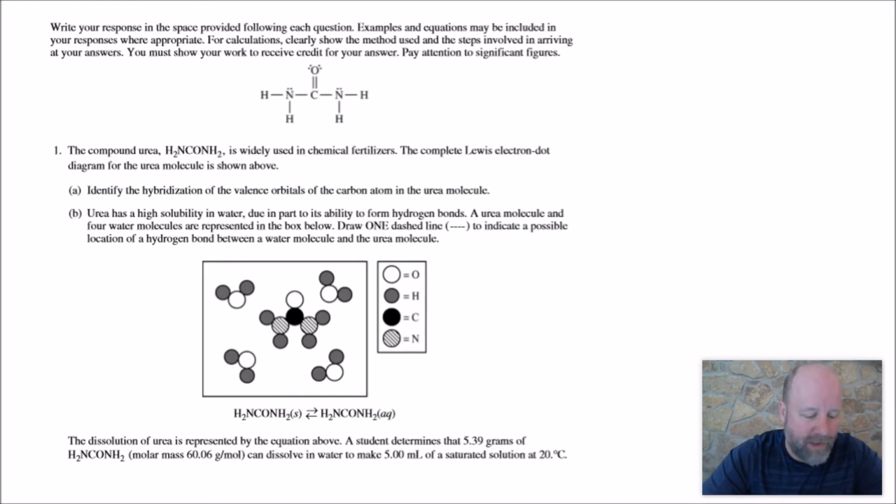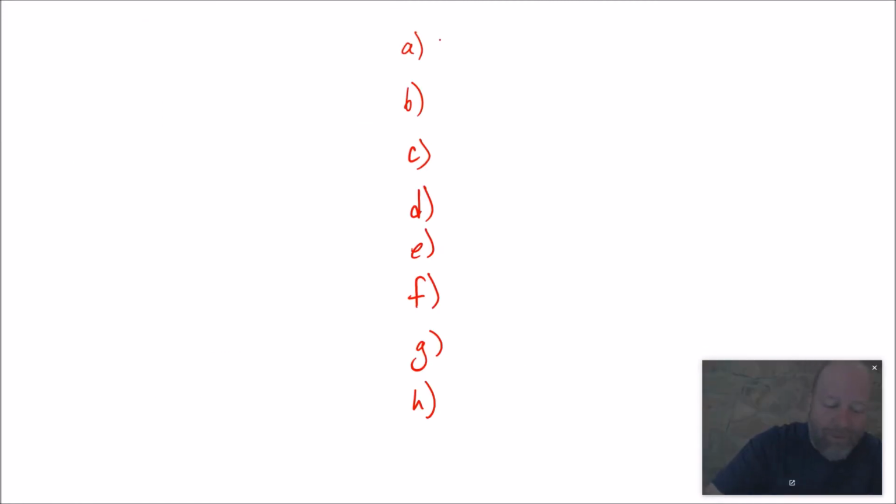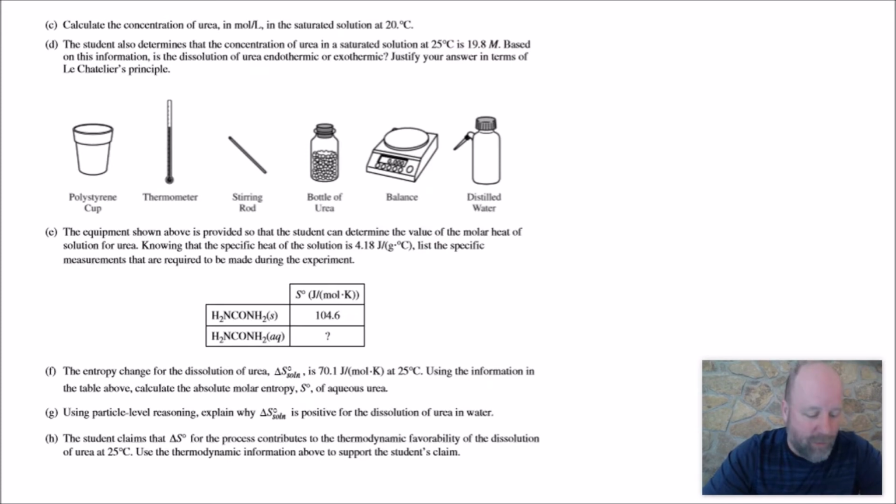So going back to part A, identify the hybridization of the valence orbitals. This is going to be super quick. Of the carbon, you probably could do this. I mean, you're going to be like carbon 3. There's 3 of them, sp2, done. But all we need to do is that's easy, and there's only 1 point there, right? We're moving on to part B.